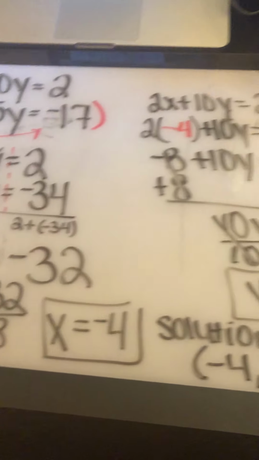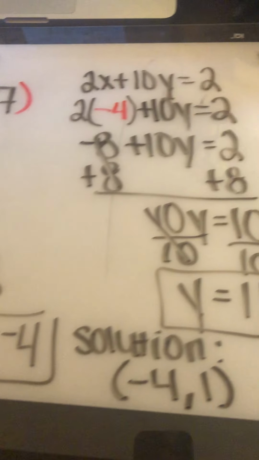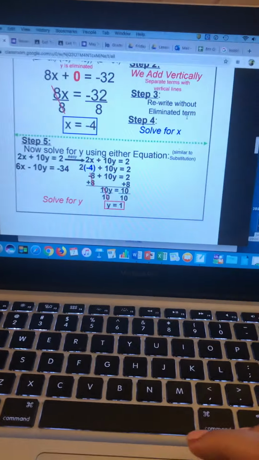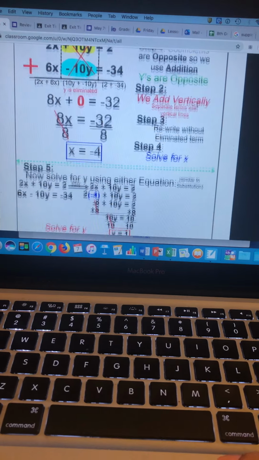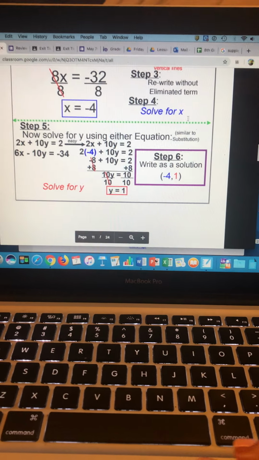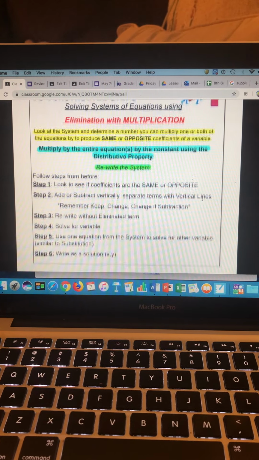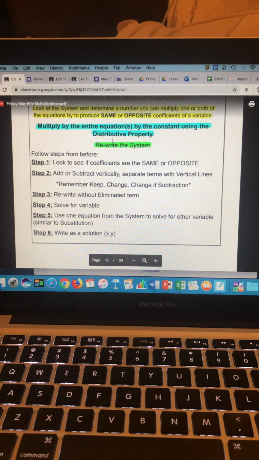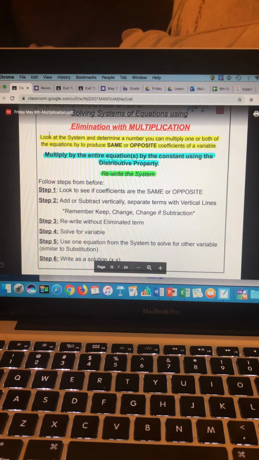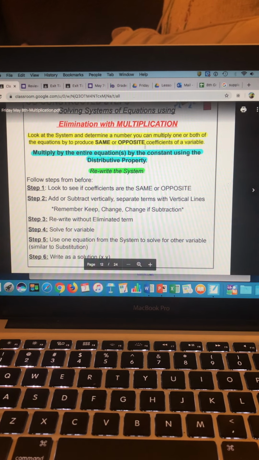Okay? All right. So everything I modeled is also in the lesson. I'll show you it right here. If we keep going, you'll see the solution, right? We got the same thing. The steps that I just took you through are right here. So the yellow highlight is look at the system, figure out that number that you're going to multiply by to get the same or opposite.